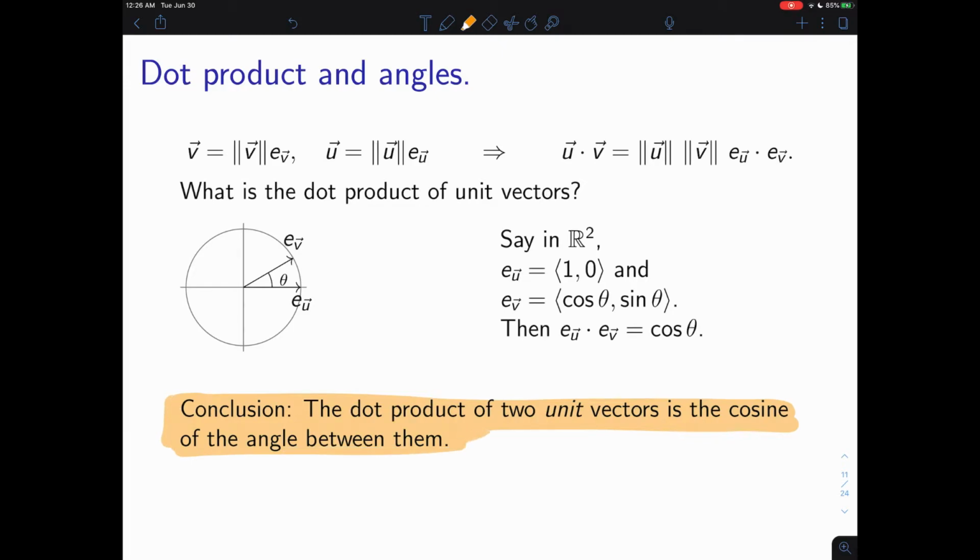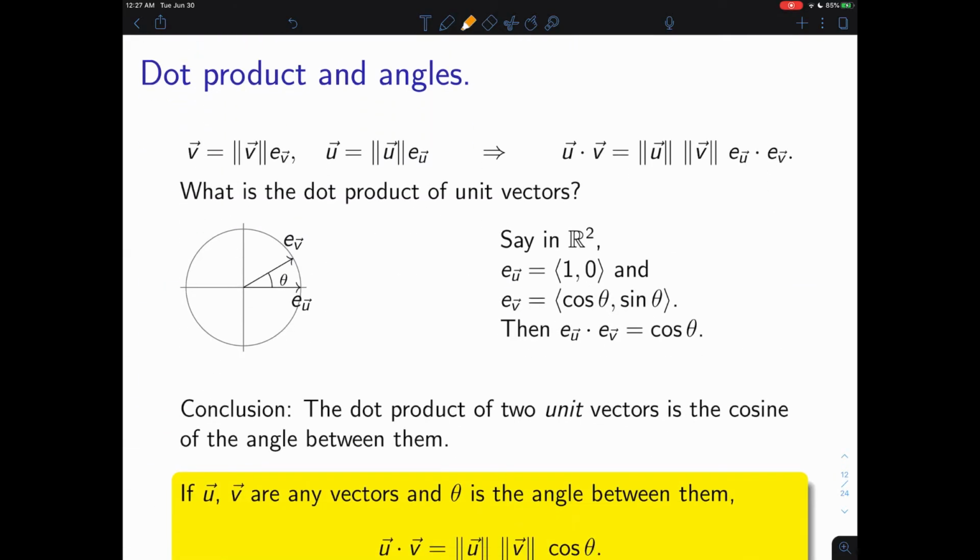And I know I worked this out in a specific case. It was in R2, and I assumed one of them was 1, 0. But it's actually a true statement for any two unit vectors, even without those assumptions. Justifying why it works more generally, I'm going to skip over the details, but if you're curious, you can think about it in terms of a little bit of linear algebra and some rotations if you've covered stuff like that. And if not, you can ask me about it, but I think that's all I'm going to say right now.